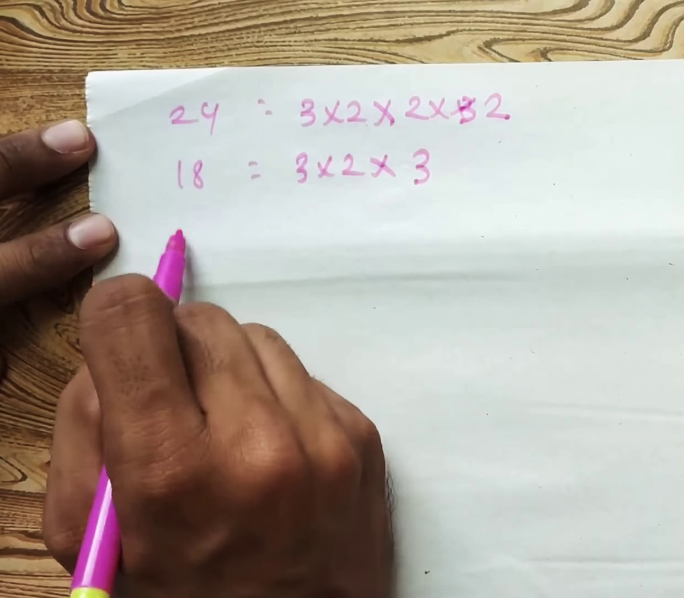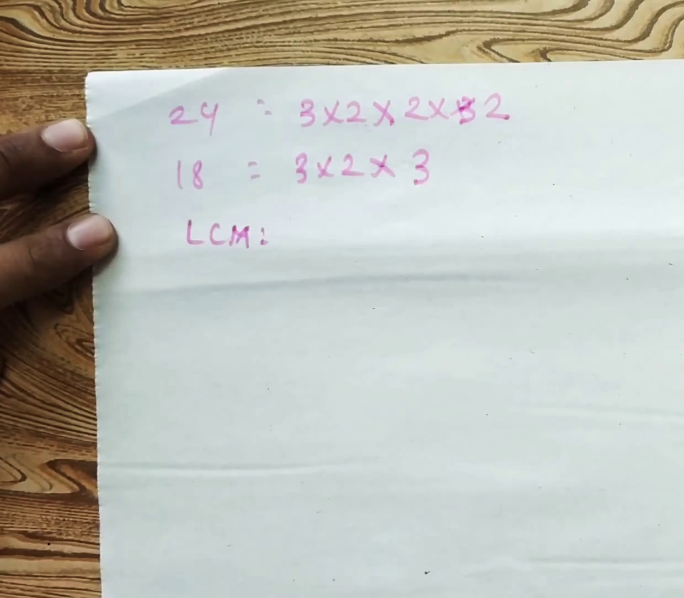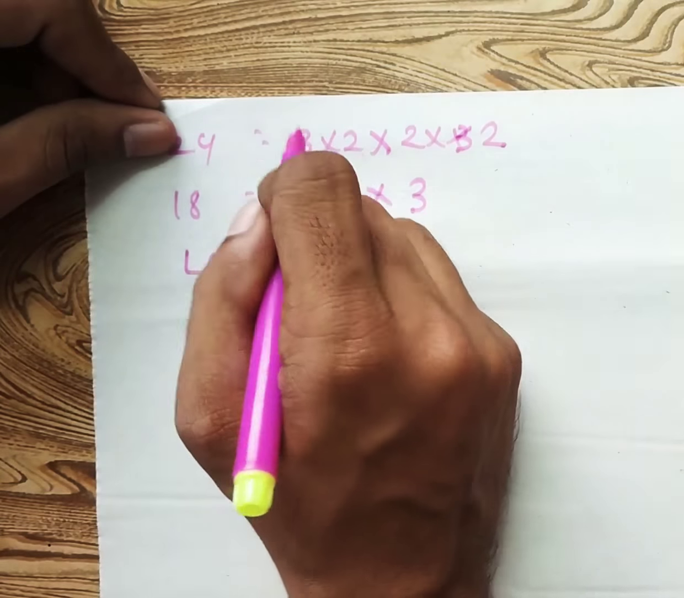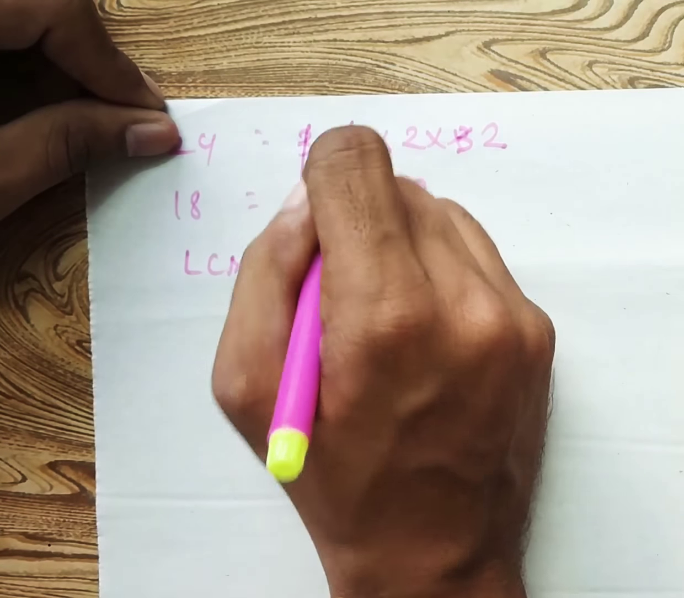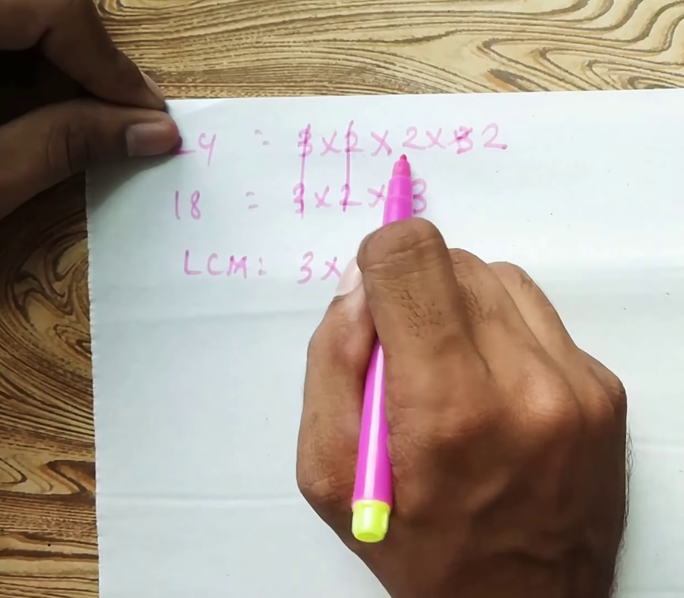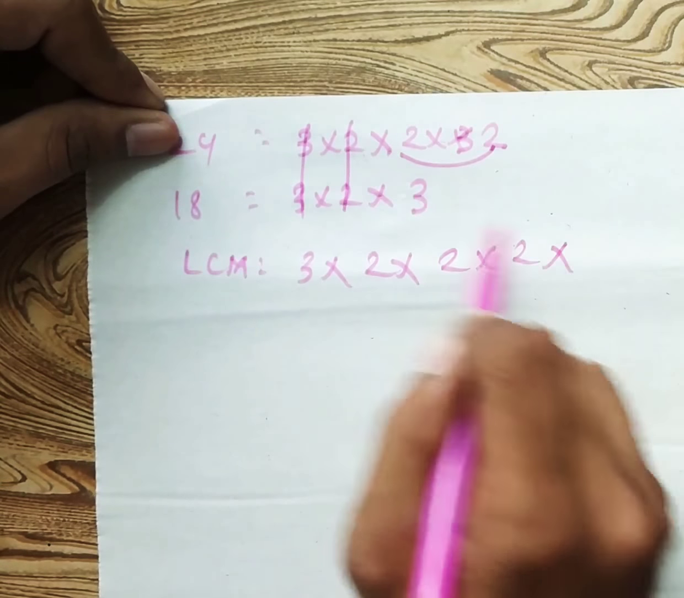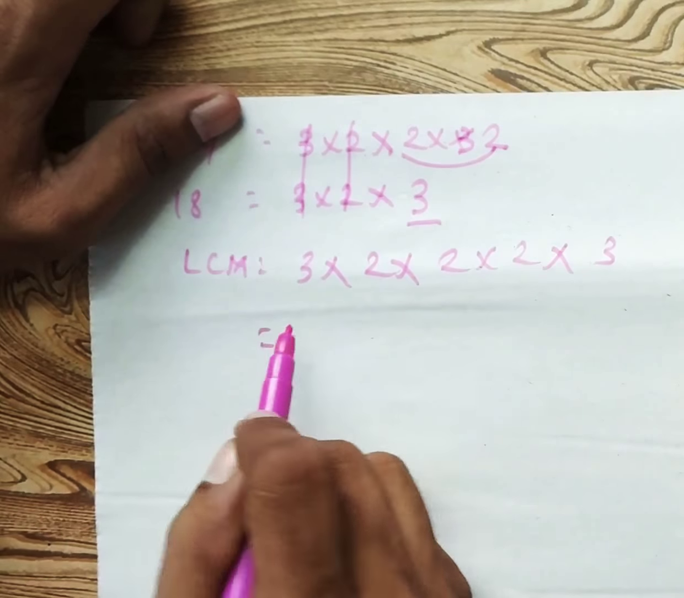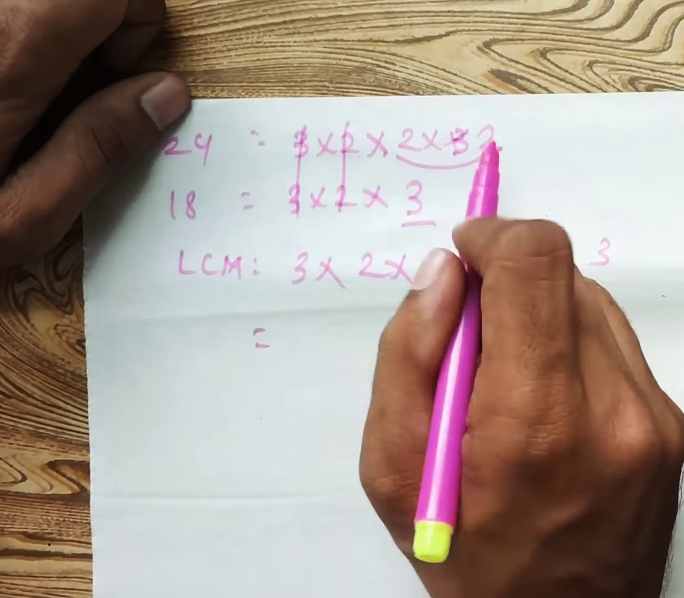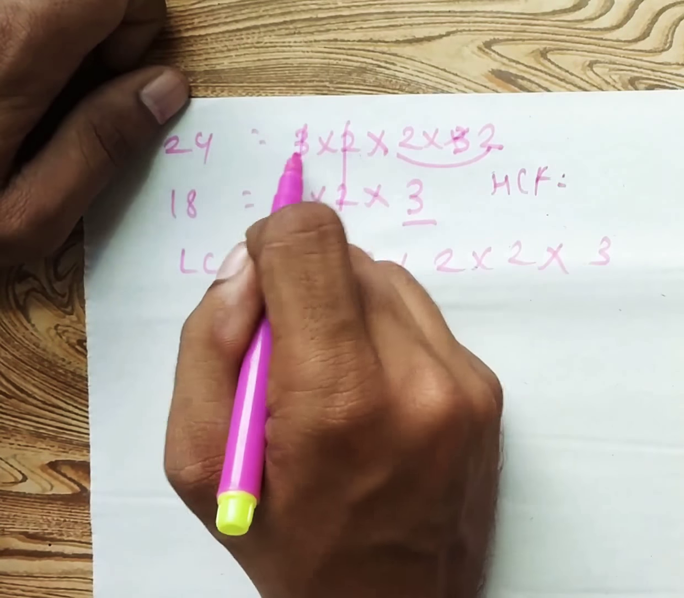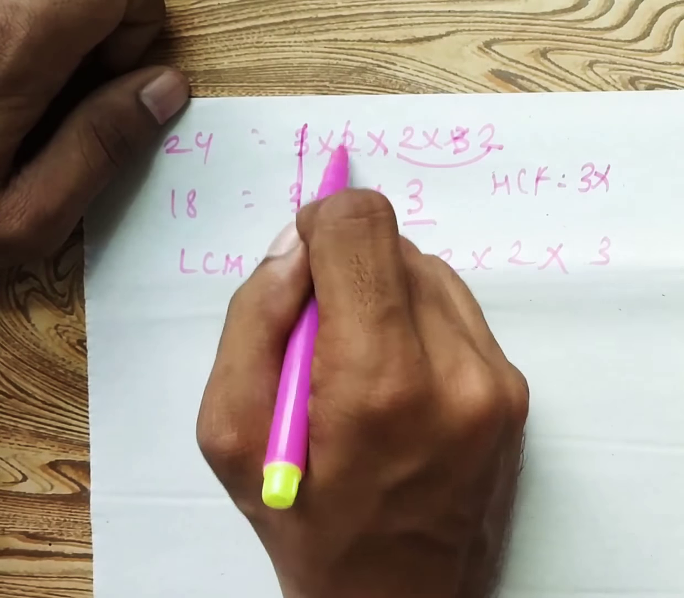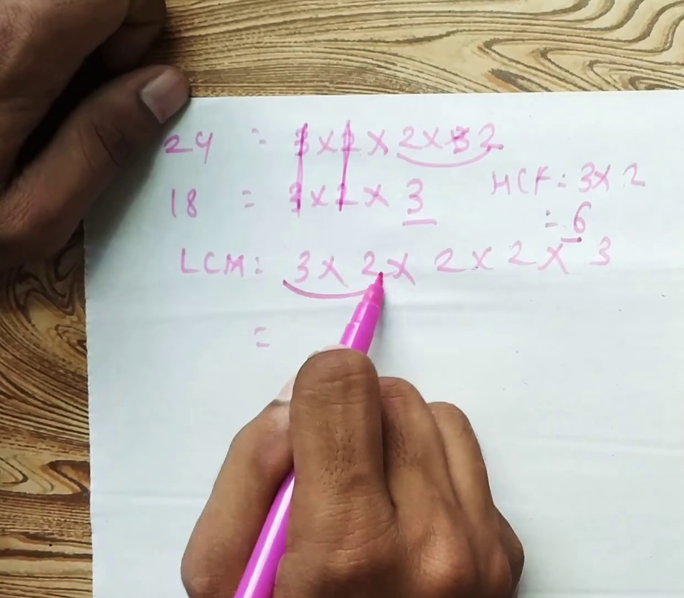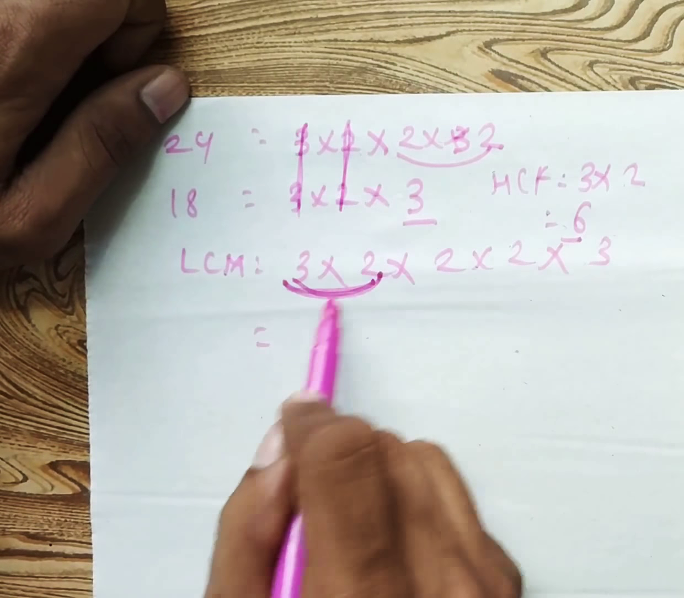We know how we have calculated the LCM here. Take the common factors 3, 2, then take the uncommon factors 2 into 2 into 3. In this way we calculated the LCM. But we know that the HCF was only the common factors, 3 into 2, which is 6. These 6 are here, 3 into 2.